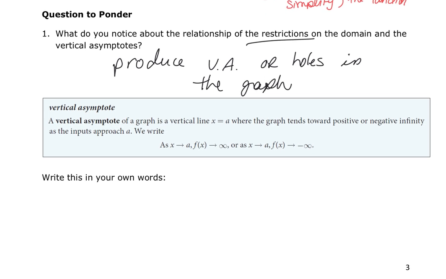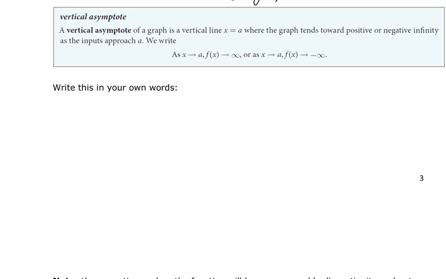Which then says, hey, look, a vertical asymptote of a graph is a vertical line where x is equal to a, where the graph tends toward positive or negative infinity as the outputs approach a. We write it in this form: as x approaches a, it goes to negative infinity, and what we should be seeing is as x approaches a from the left or right. So write that in your own words so that you can remember that.